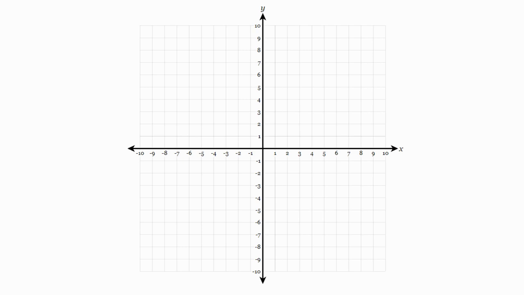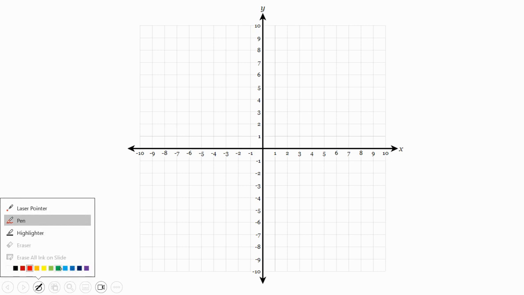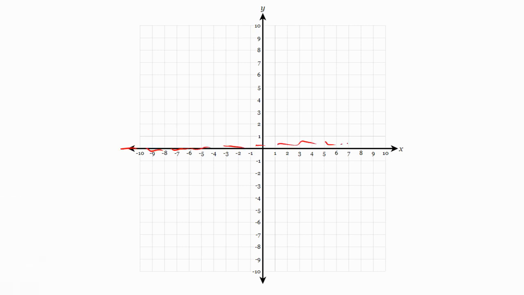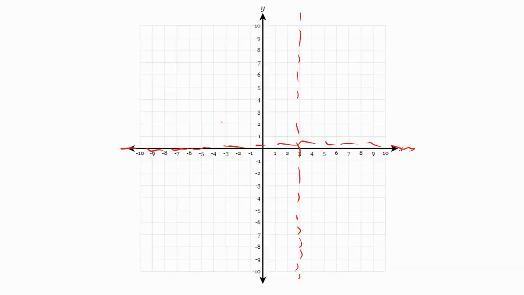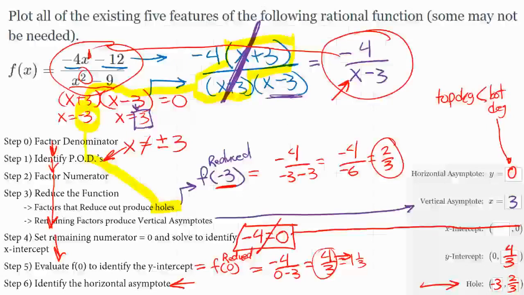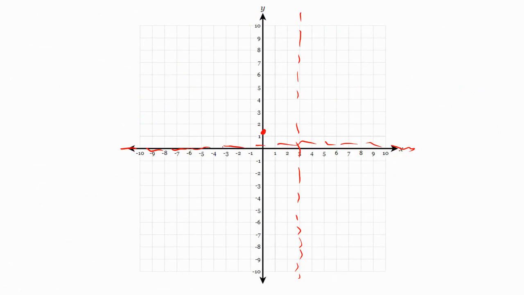So now we're going to plot these on the graph. Vertical and horizontal asymptotes are the easiest place to start. Horizontal asymptote is 0. So pardon my sad dash line sideways, but we'll get the point here. And then at 3, we get a vertical asymptote there. And then we go ahead and plot our y-intercept at 0 and about 1/3. So 0, 4/3 is about right here. And then our hole will be at negative 3, 2/3. So negative 3 and then positive 2/3 right in there. There's going to be a hole.